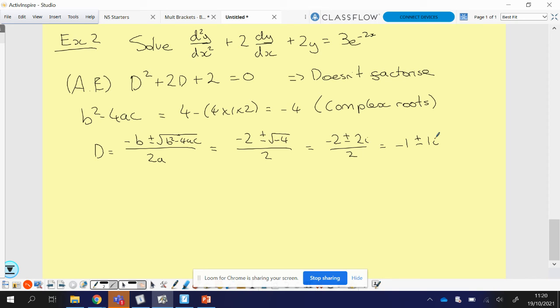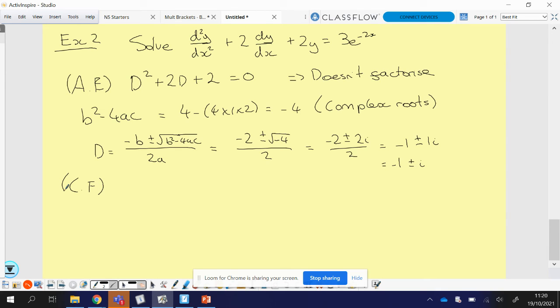You can leave it as just an i. That does look more mathematical. You just need to remember that it is just one i, because you use that 1 as part of your complementary function. So we're in this category.